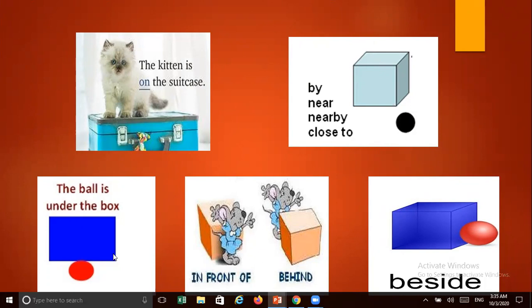Here you can see the ball is under the box. See, the ball is under the box. The ball is not on the box or in the box. The ball is under the box.